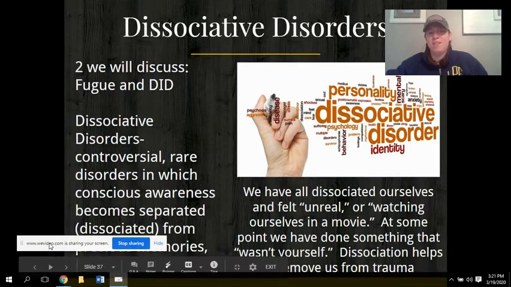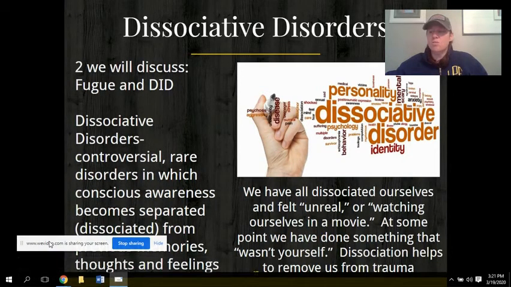At some point we've all even done or said things that weren't ourselves. But dissociation really happens when someone's traumatized, with abuse or some type of really strong stressor, trigger, or trauma, and they literally can't remember that. They can't live there. They can't be a part of that. So they just have to dissociate. They just have to break off and go be something new.